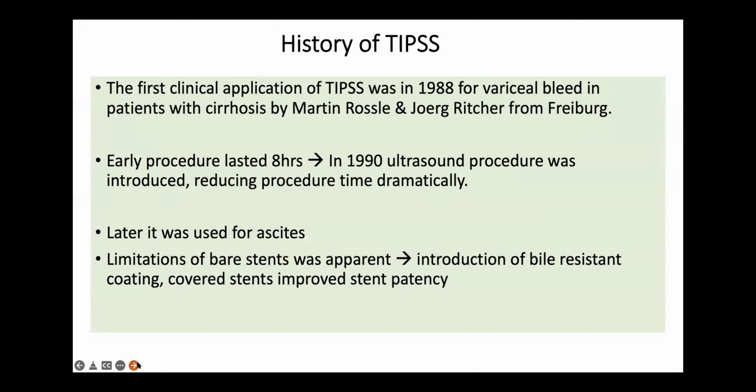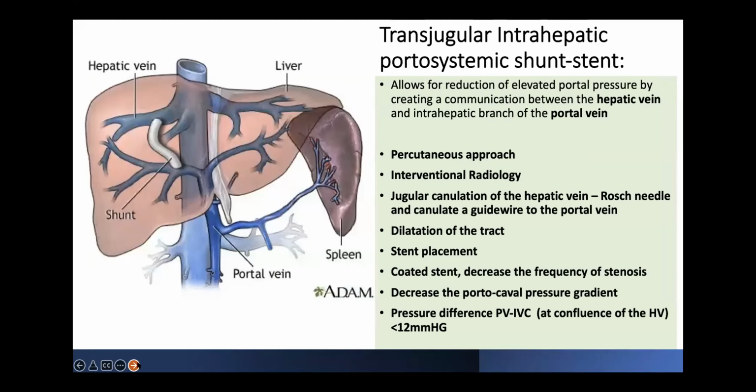Initially they used it for variceal bleeds, then later for ascites. We also discovered that the bare metal stents we used before had increased stenosis quite quickly. So there's now a bile-resistant coating, covered stents, which are the modern stents, and these increase patency, duration, and mortality benefit.